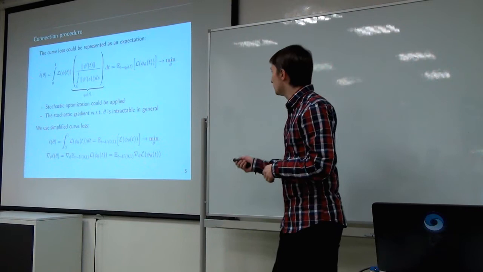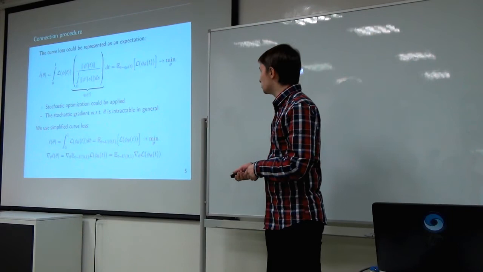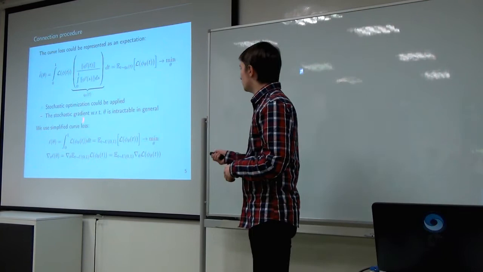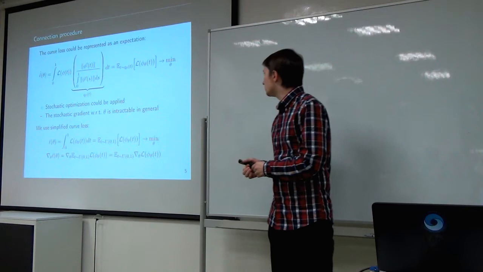So we rewrite the loss this way. And now let's consider the expression in the brackets. This expression is non-negative and it's normalized, so we can treat it as a probability density function over t. So we call this distribution q and write our loss criterion as an expectation over q.